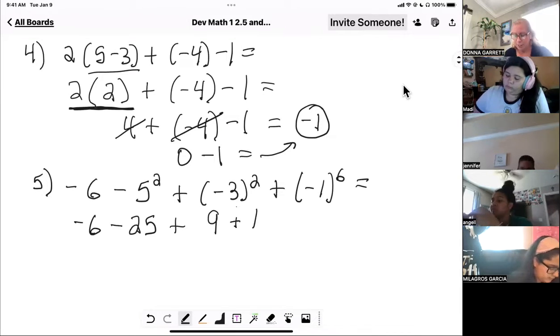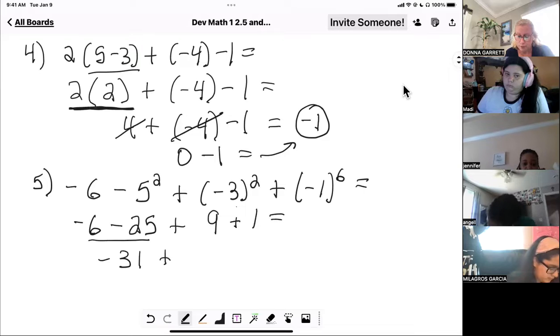Very good. Okay, now we have adding and subtracting. So we're going to do this first. Okay, negative 6 minus 25. So they're both negative. So we're going to add them and keep them as negative. So 25 plus 6 is negative 31. Plus 9 plus 1.